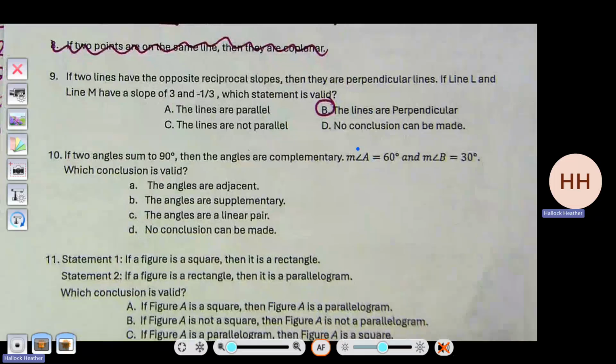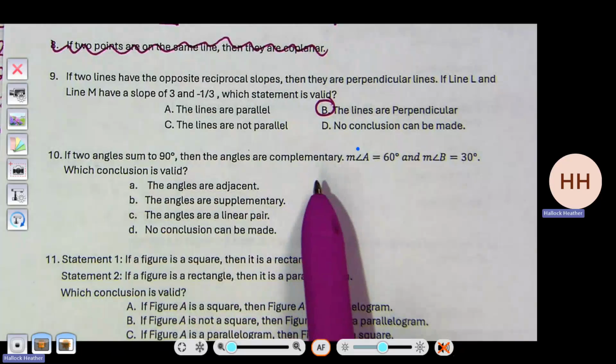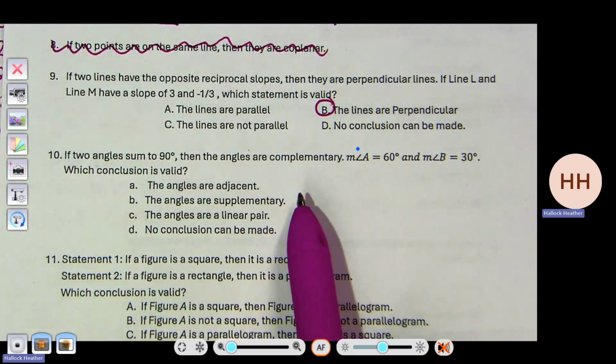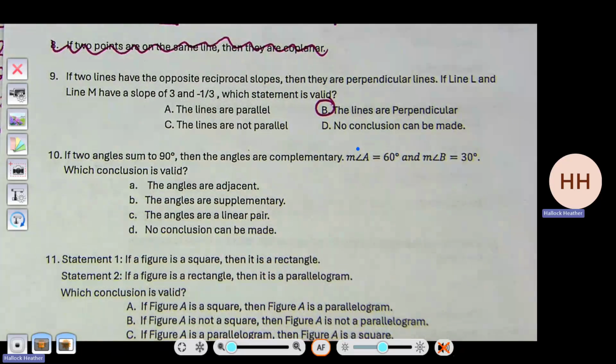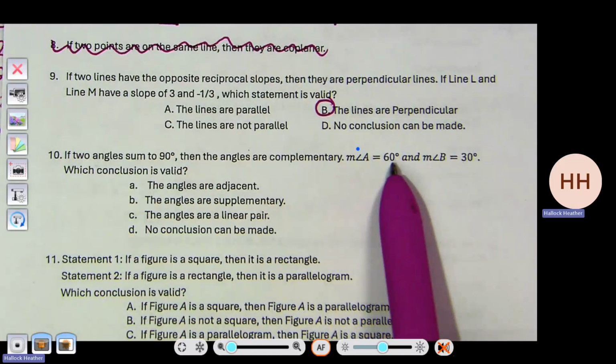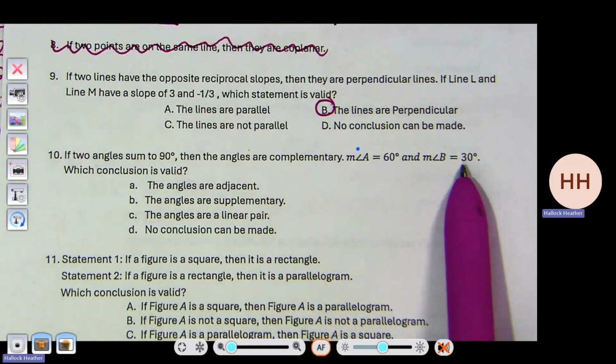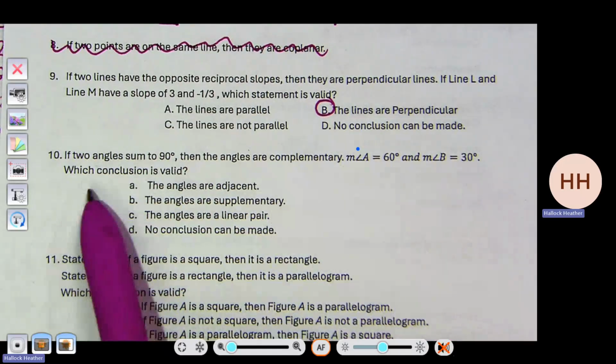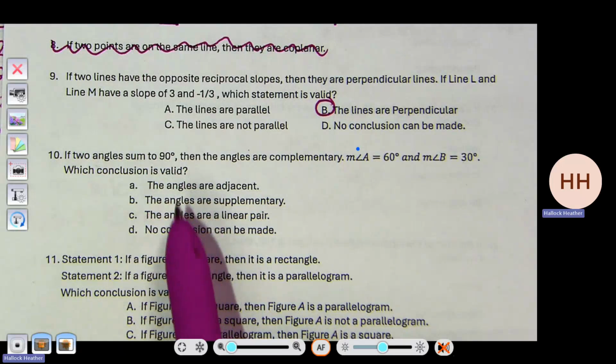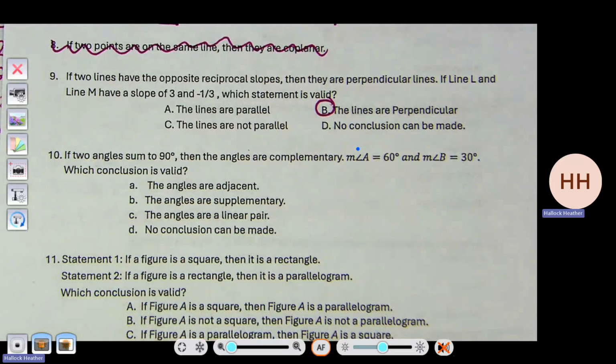So 10 says if 2 angles sum to 90, then they are complementary. So they're telling me this statement. The statement is true. This is what they're telling me. They're giving me information. The measure of angle 1 is 60. The measure of angle B is 30. Take a second. Which conclusion is valid? Read your different options. They're telling me this is a true statement. One of these statements I can say based on the information they give me.